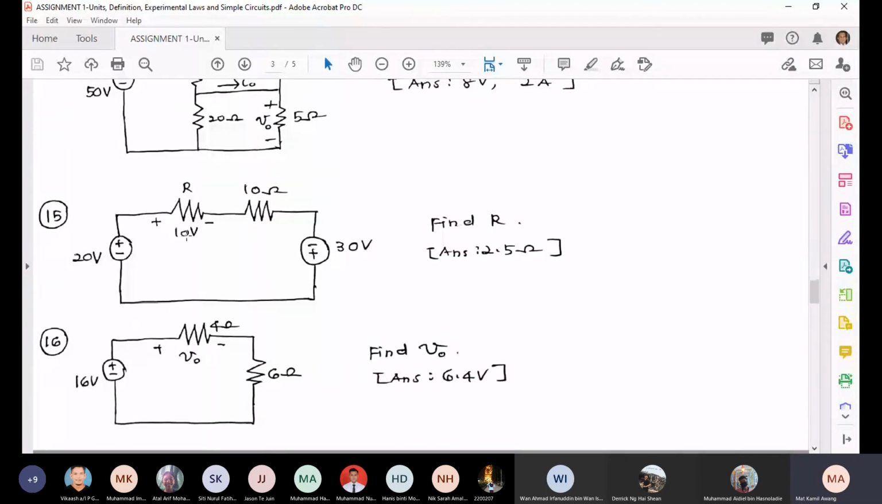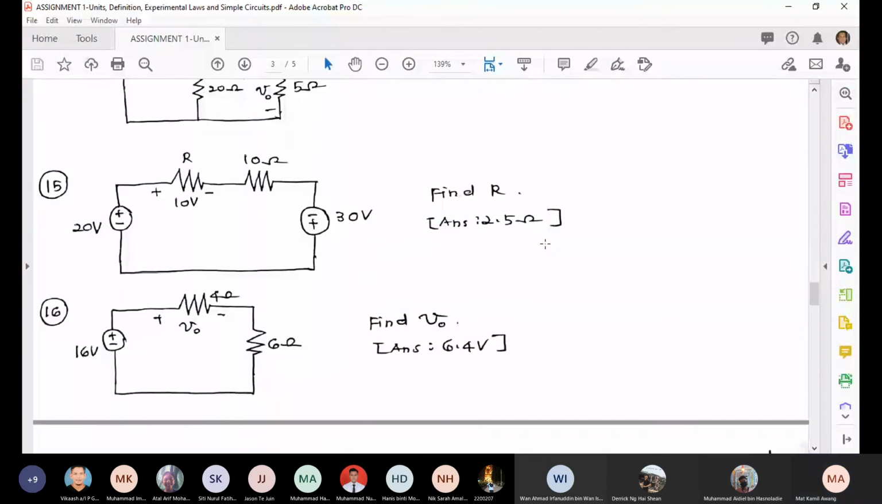This one you have to find the value of R. So what do you need to find first? Voltage. The voltage is given, therefore you can find this. You can use KVL with the combination of Ohm's law. You do it on your own.